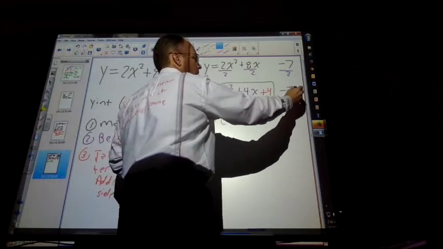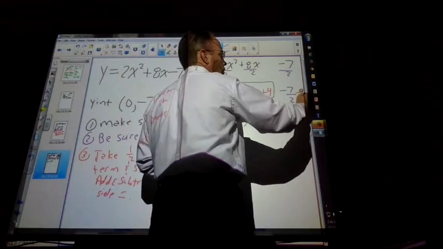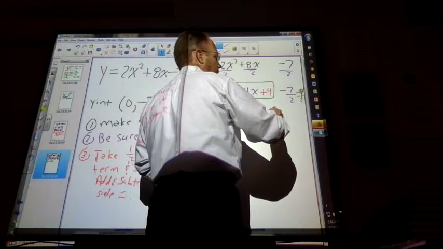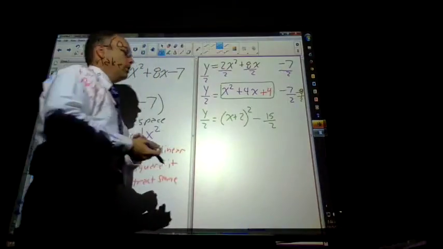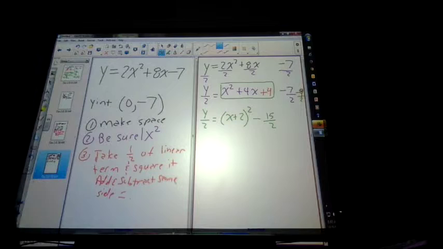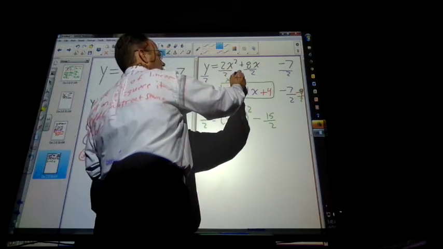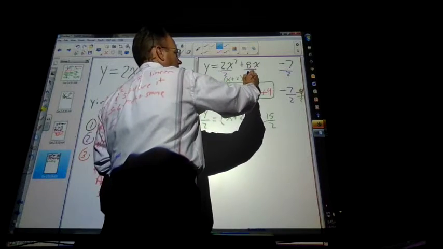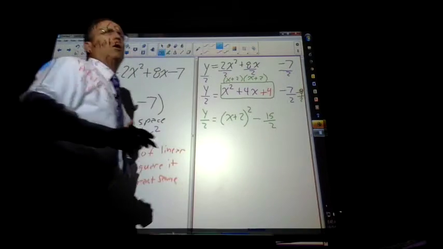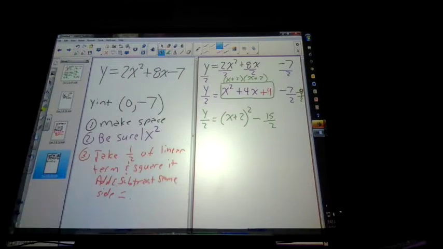Got to combine these together, so I'm going to make that 8 over 2. So I'm going to get negative 15 over 2. Okay, so again, this is my complete square. When we say let's complete the square, I want to make it a perfect square trinomial. If I factor out that trinomial I just made by completing the square, it becomes the exact same thing repeated.